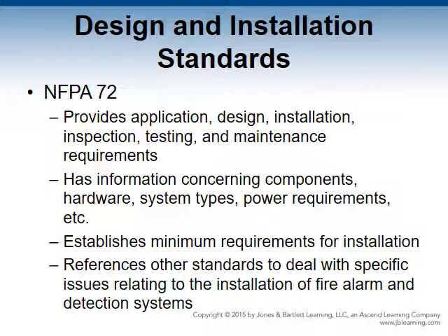NFPA 72 provides application, design, installation, inspection, testing, and maintenance requirements. It has information concerning components, hardware, system type, calculations, power requirements, performance reliability, supplemental integration, and interface guidelines. It establishes minimum requirements for installation. It's not an installation specification or approval guide. It does not provide methods to achieve requirements. Reference other standards to deal with specific issues relating to the installation of fire alarm and detection systems.